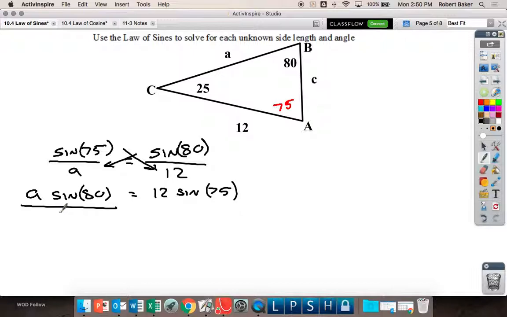Once you have that, divide both sides by sine of 80. So what is 12 sine 75 divided by sine 80?